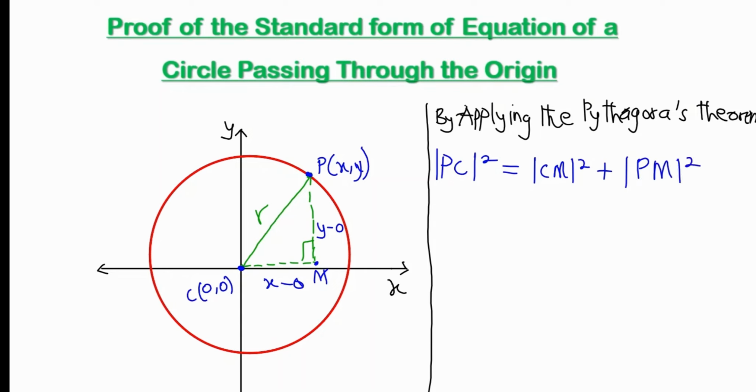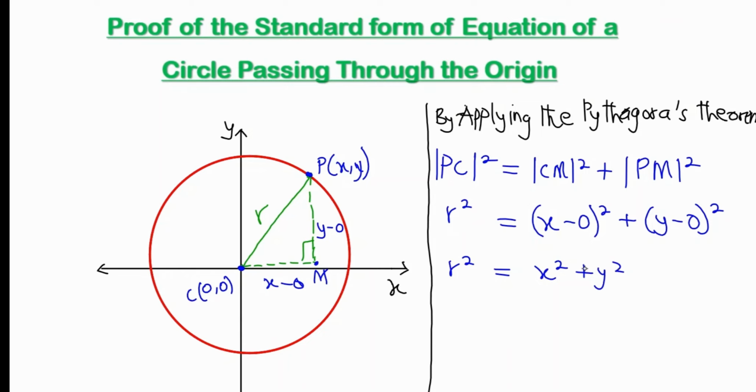Now, what is the side PC squared? The side PC squared is what we have here as R squared, which is equal to the side CM squared, what we have here as X minus 0 squared, plus the side PM squared, what we have as Y minus 0 squared. So X minus 0 is definitely going to give us X, and Y minus 0 is going to give us Y. So here we have R squared equal to X squared plus Y squared.